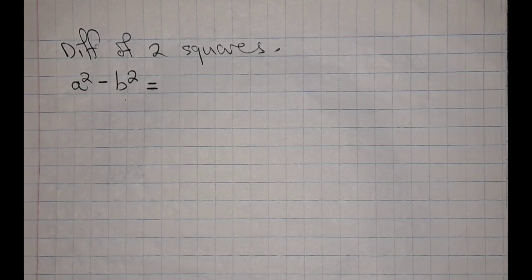I want us to look at the difference of two squares here. How do you factorize this type of expression?